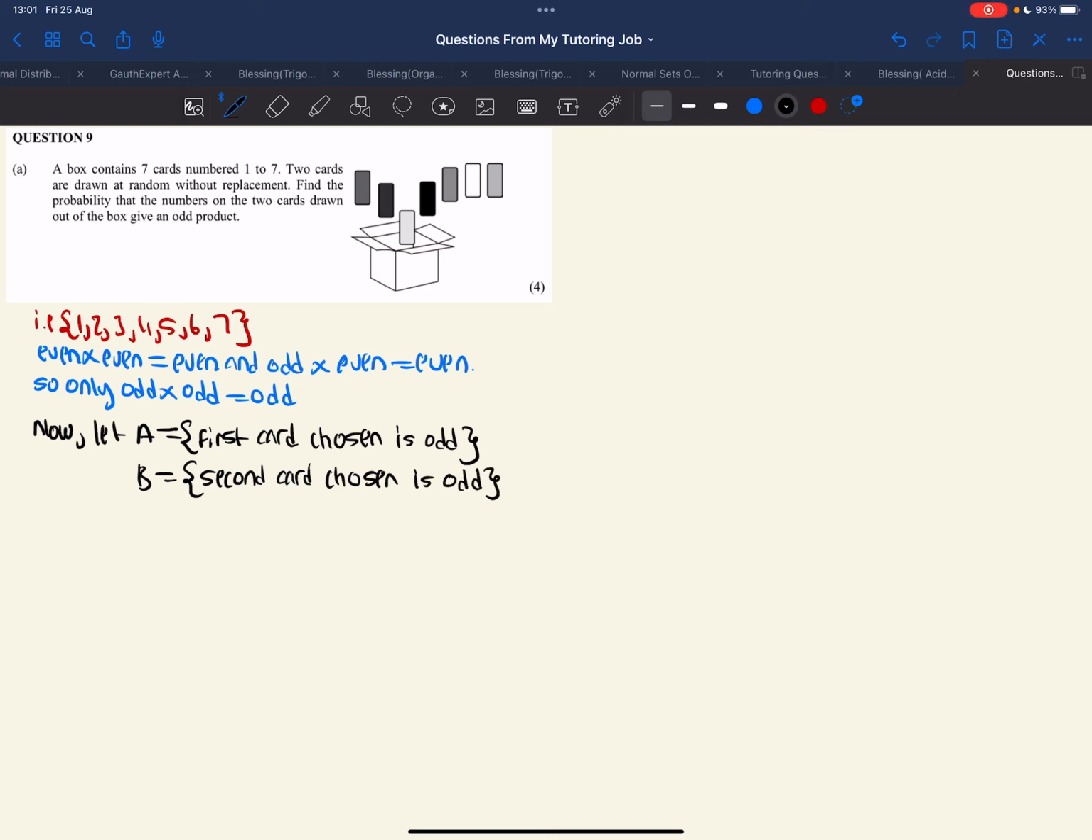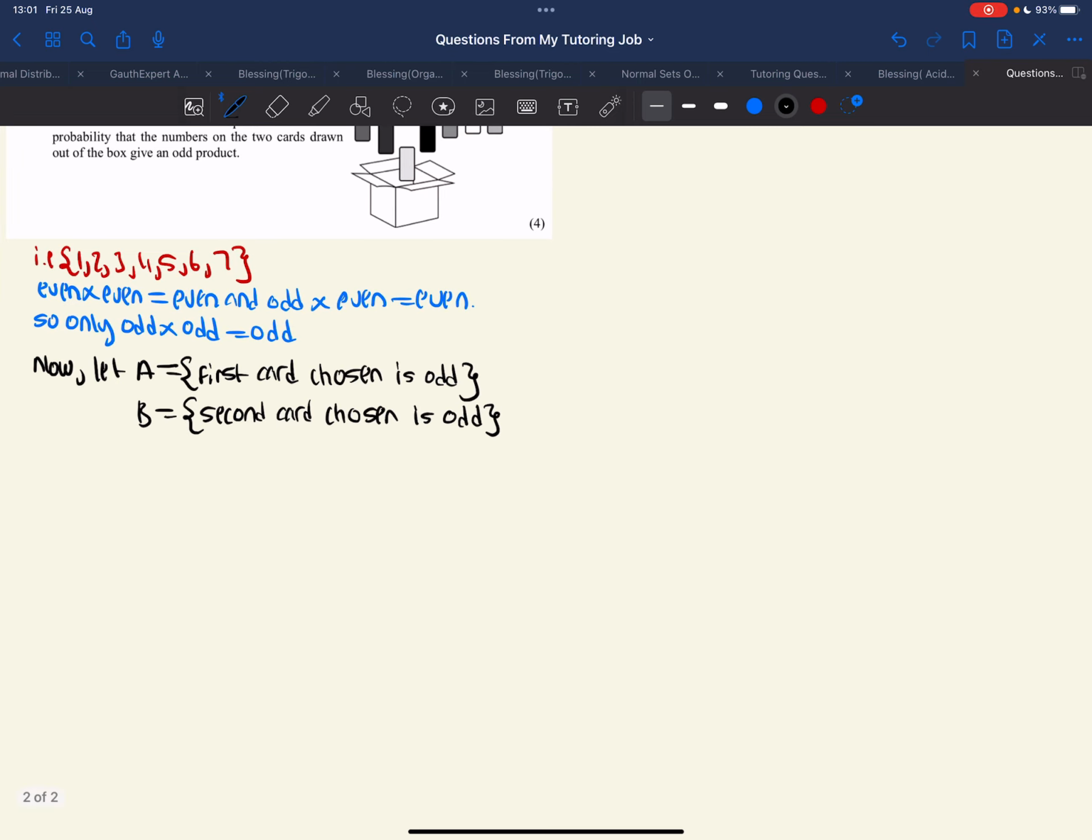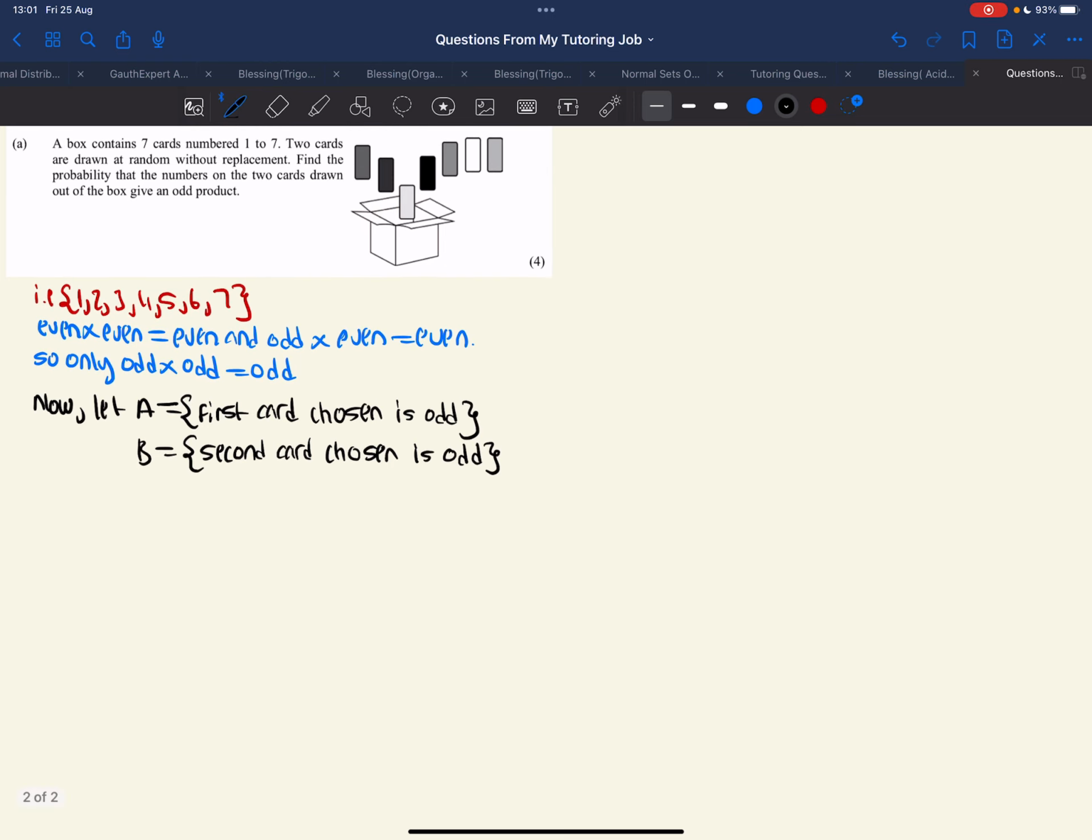Okay, now I'm going to use an illustration for you to see what's basically happening in this kind of situation, to know the probability for the first event of you choosing a card which is going to be an odd number. Okay, now we have 7 cards, right? So I'm going to use 7 cards.